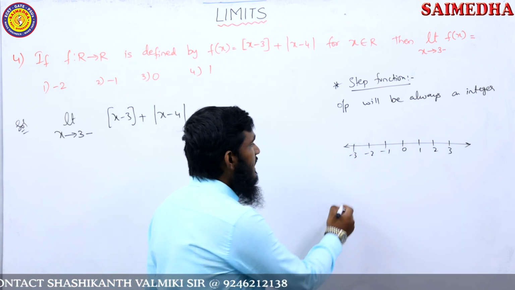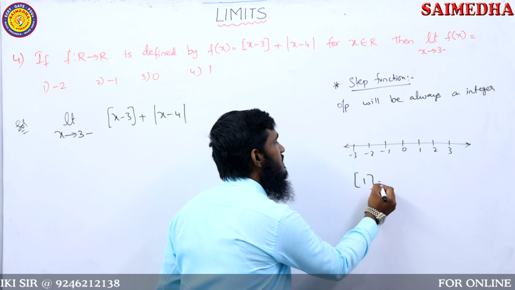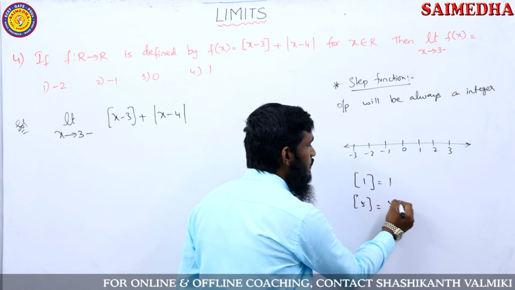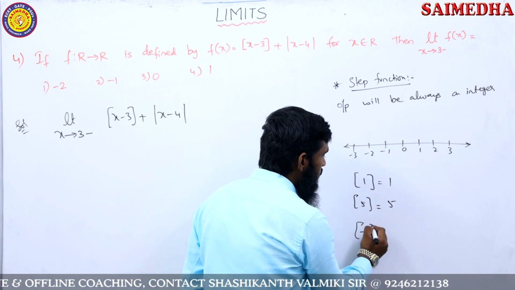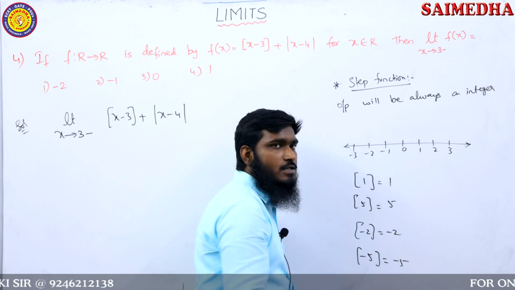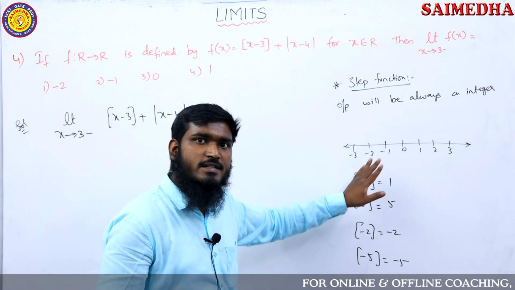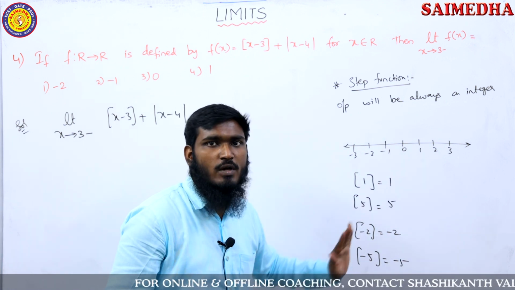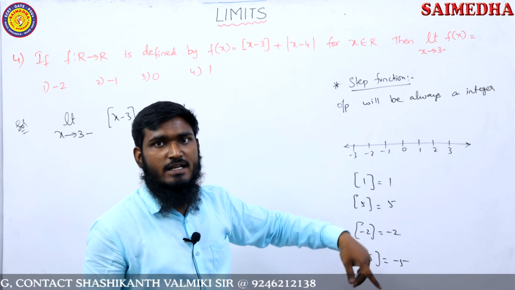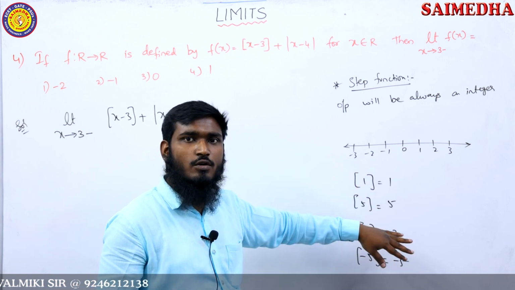Now bracket of 1 is given. Bracket of 1 is equal to 1 only. Bracket of 5 is equal to 5. Bracket of minus 2 is equal to minus 2. Bracket of minus 5 is equal to minus 5. Positive integers give the same value, and negative integers also give the same value. Now, what we have discussed is that the output will always be an integer. So if you take integers, the answer is also an integer.